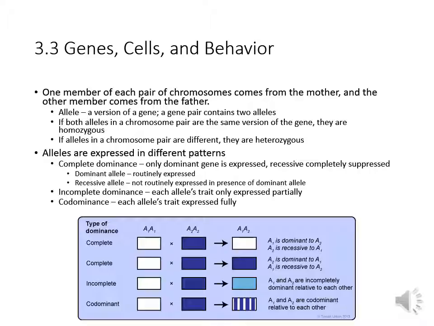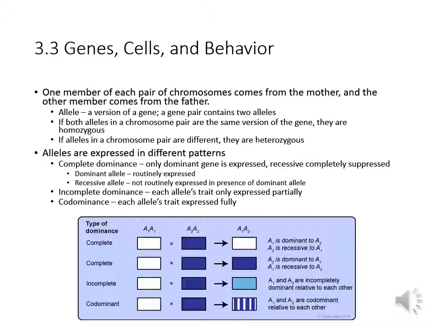One member of each pair, so one chromosome from each pair comes from the mother, and one chromosome of each pair comes from the father. An allele is a version of a gene, and a gene pair contains two alleles. If both alleles in a chromosome pair are the same version of that gene, they're homozygous, and if those alleles in the pair are different, they're called heterozygous.